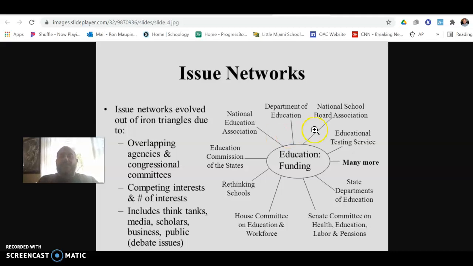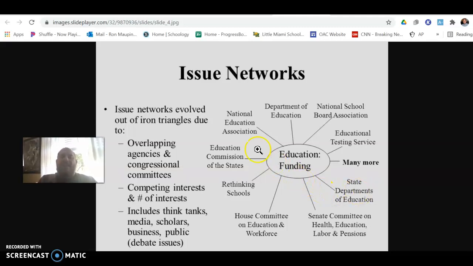For example, the National School Board Association. That's an interest group that represents school boards. But you've also got think tanks like Rethinking Schools, for example, and state departments of education that are also going to be playing a role. Because remember, public education is really implemented at the state level at the end of the day.